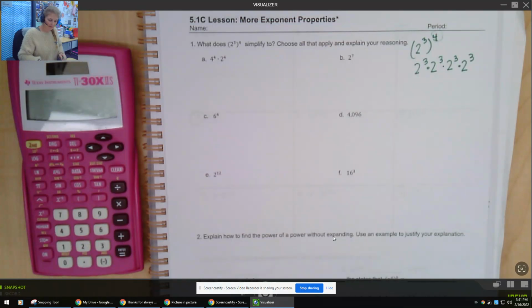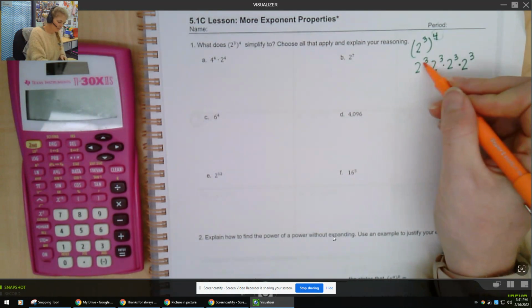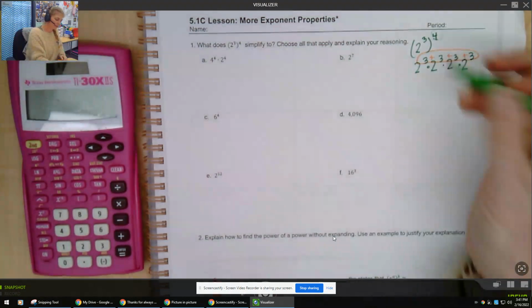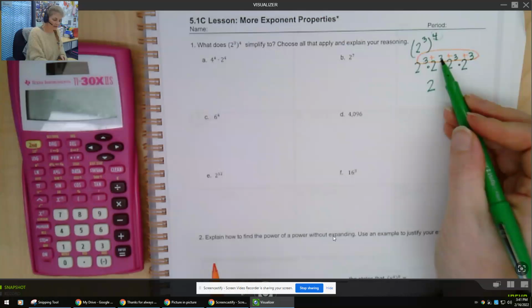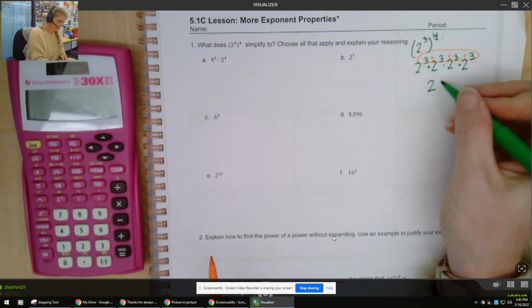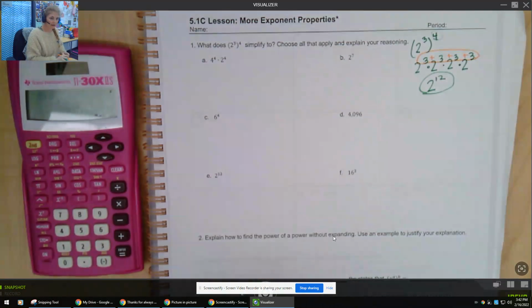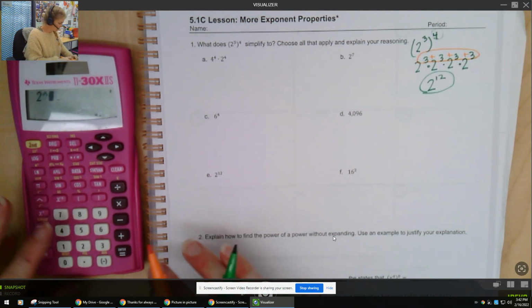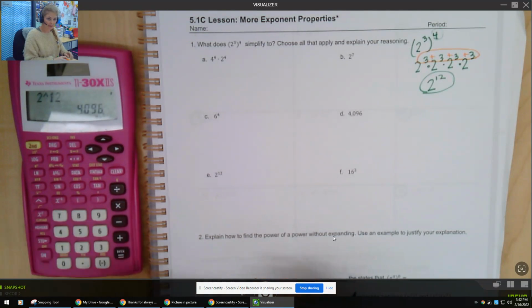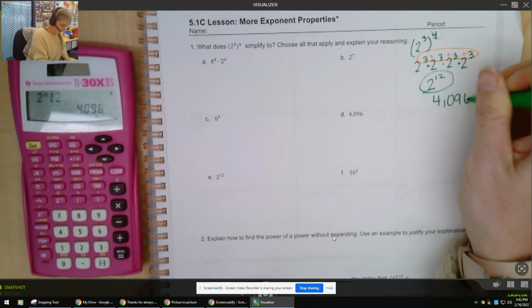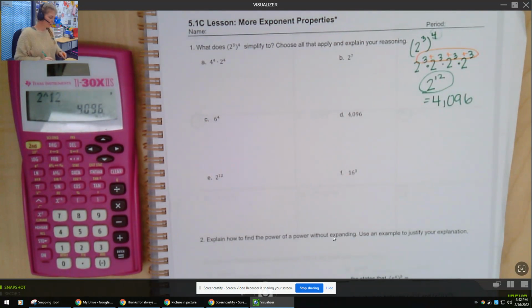And we learned last class that if you're multiplying with the same base, you add your exponents. So that would get you 2 to the 3 plus 3 plus 3 plus 3, or 4 groups of 3, which is 12. So 2 to the 12th. So let's grab our calculator and figure out what 2 to the 12th is. 2 raised to the 12th power is 4,096. Okay, well, let's take a look.